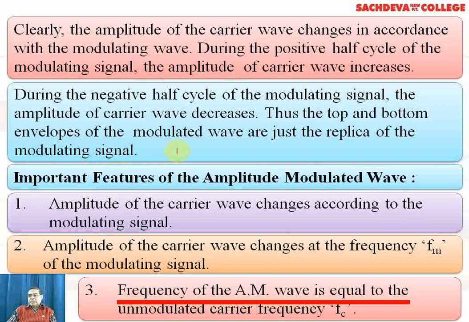Number 3: the frequency of the amplitude modulated wave is equal to the unmodulated carrier frequency, and that is fc. So fc means the frequency of the carrier wave, and fm is the frequency of the modulating wave.